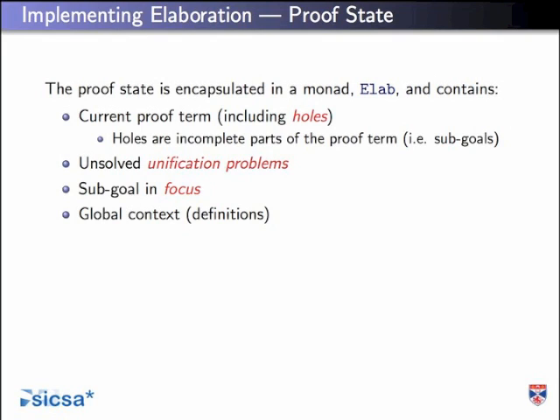So what exactly are holes? Well, holes are just incomplete parts of the proof term, and the way we've represented holes is just by another form of binder. So you've got lambda bindings, let bindings, pattern bindings, and hole bindings. There's nothing particularly special about them except for the fact that you can't evaluate them, so you can't run them.